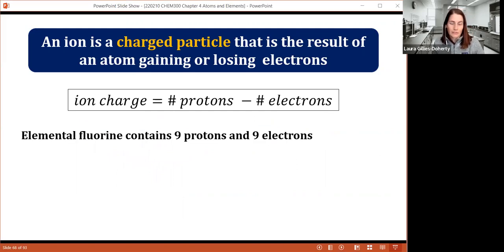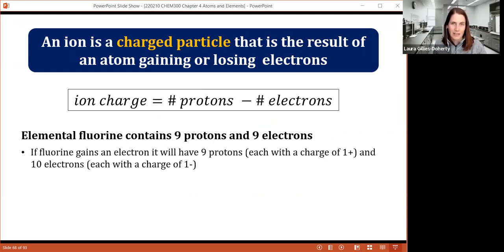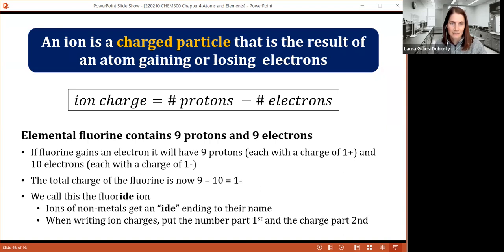Another example, elemental fluorine contains 9 protons and 9 electrons. So when it's neutral, if fluorine gains an electron, it's still going to have 9 protons, each with a charge of 1+. And now it would have 10 electrons because it gained 1, each with a charge of 1-. So now the total charge of that fluorine would be 9 protons minus 10 electrons equals 1-. We call this the fluoride ion. When nonmetals gain electrons, we change the ending of the name from -ine, that means neutral, to -ide, that means it's in its ion form.